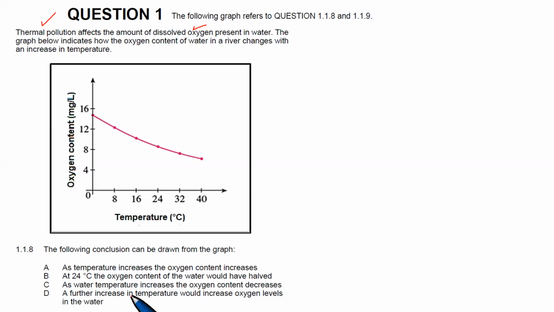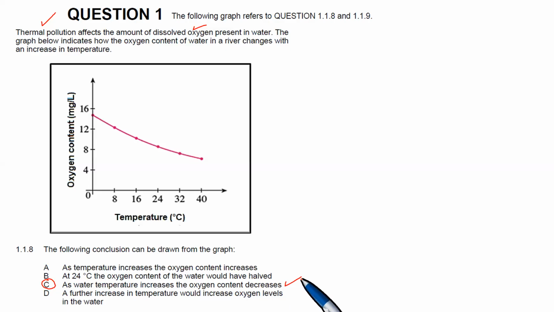Options. So, what do you think? It's C, no? Please come again. I think it's obviously C. C, right? Because as the water temperature increases, the oxygen content decreases, right? You can see that as the temperature increases, the oxygen content decreases. So the correct option is C there.